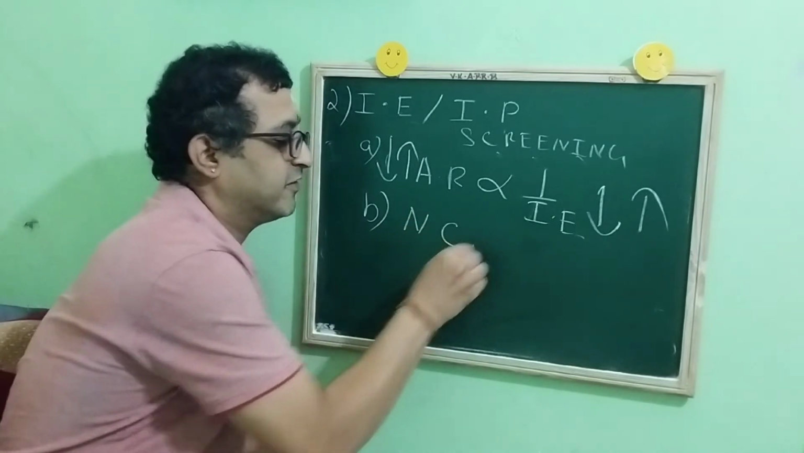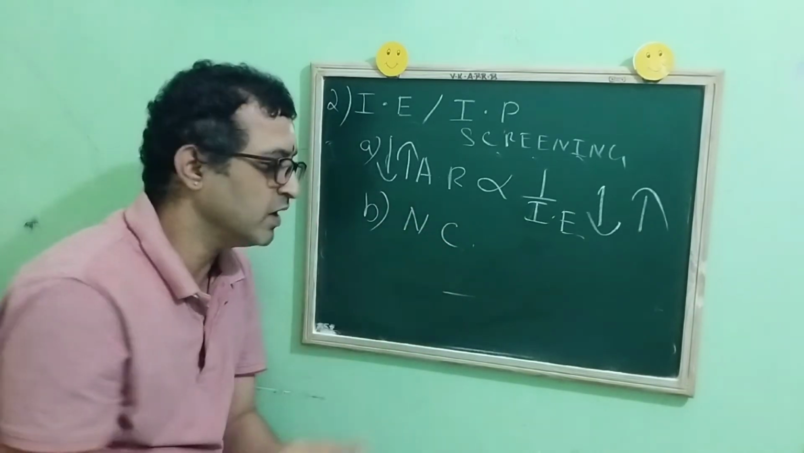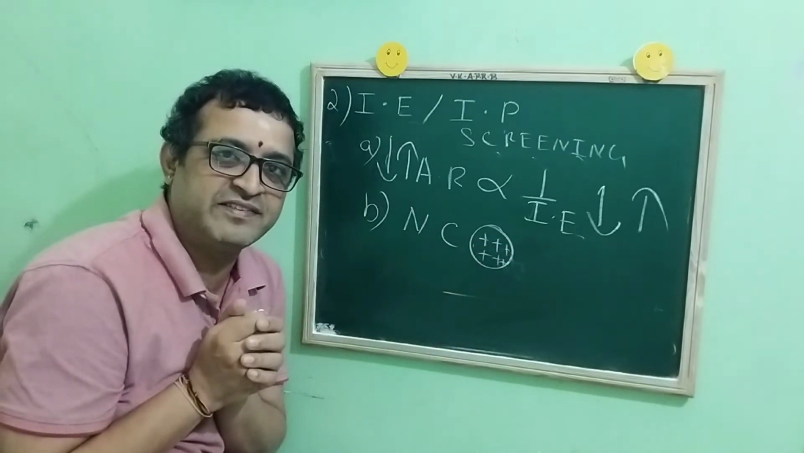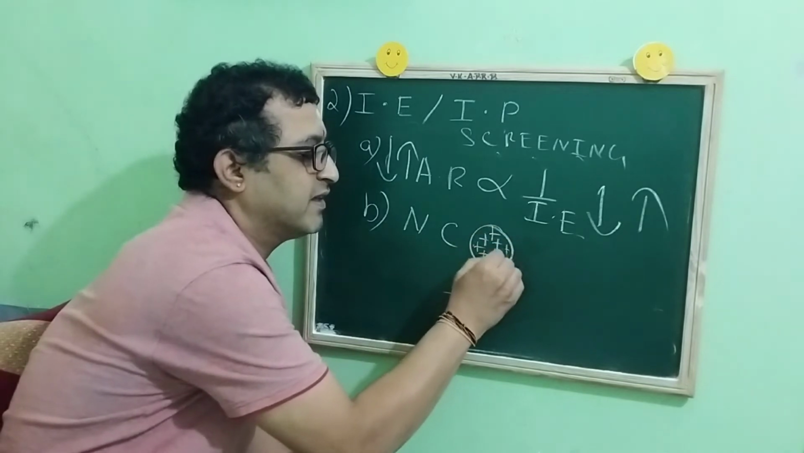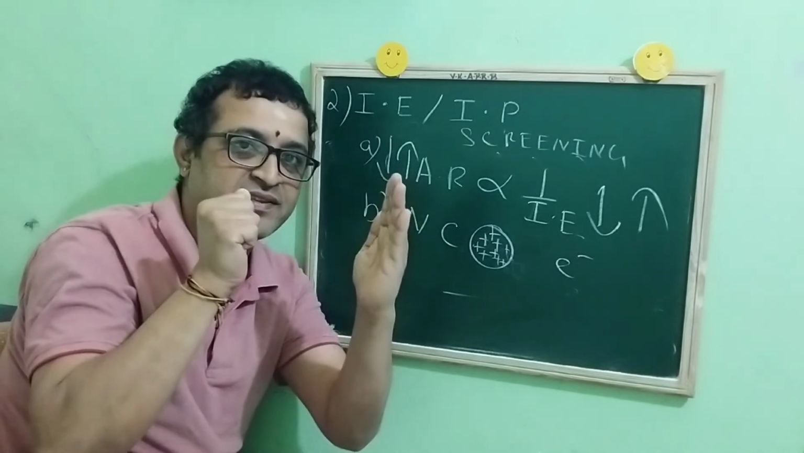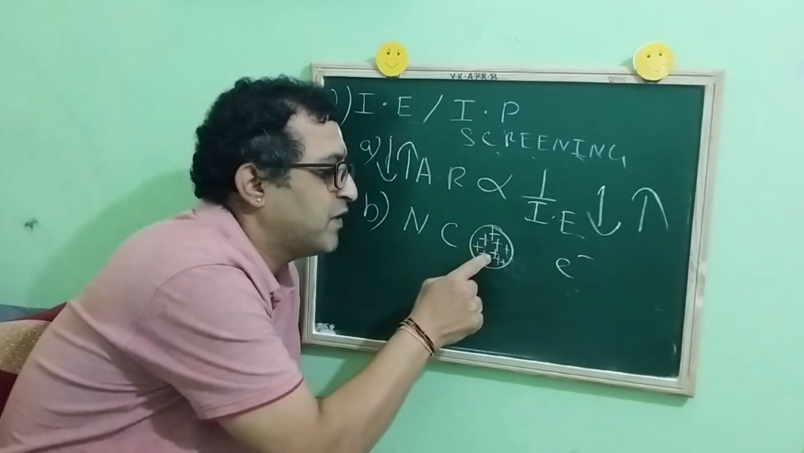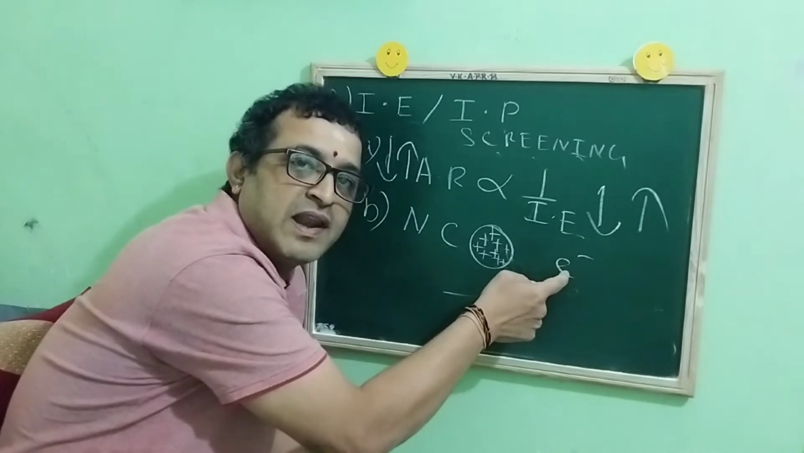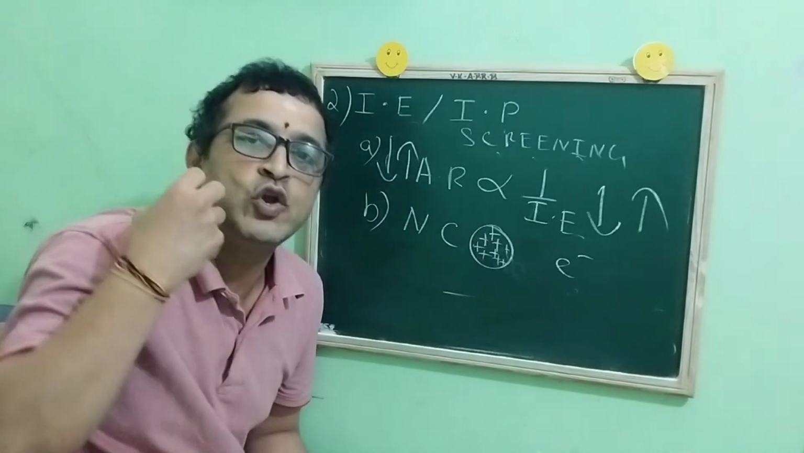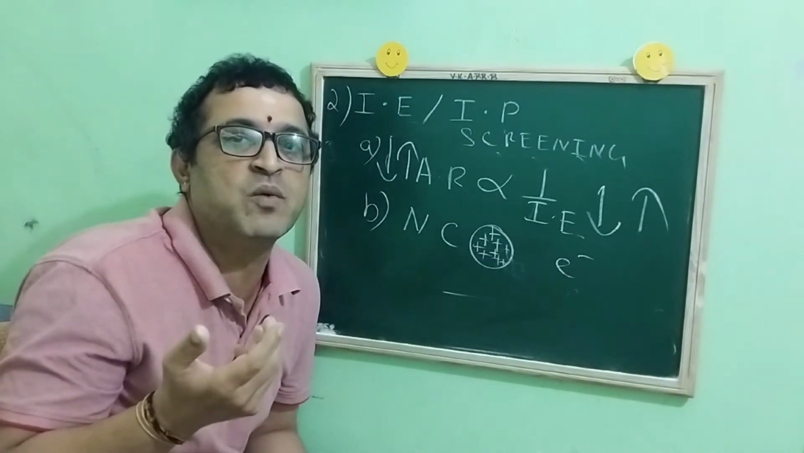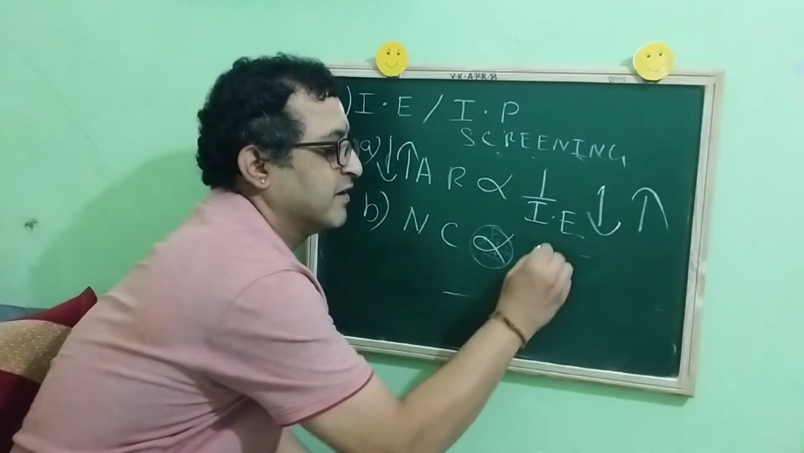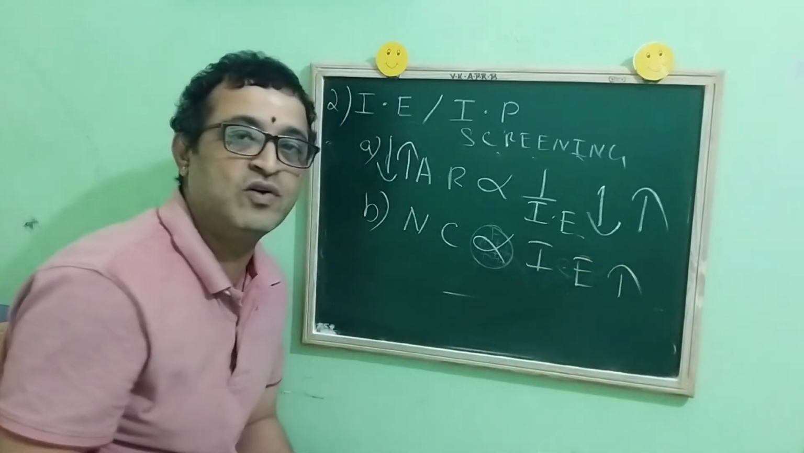The next factor is nuclear charge. Children, as the nuclear charge increases, that is, as more and more protons are there, the electrons in the outermost shell are held with greater force, or there is more force of attraction between the nucleus and the electrons in the outermost shell. Then obviously, to remove the electron, you have to supply what, children? More energy. That is, as the nuclear charge increases, the ionization energy also increases.